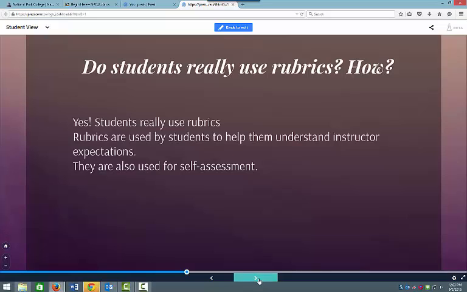if they're presented in a valid way. Rubrics are used by students to help them understand the instructor's expectations, and so they help you to understand what the instructor is looking for, what they expect. And they're also used for self-assessment.